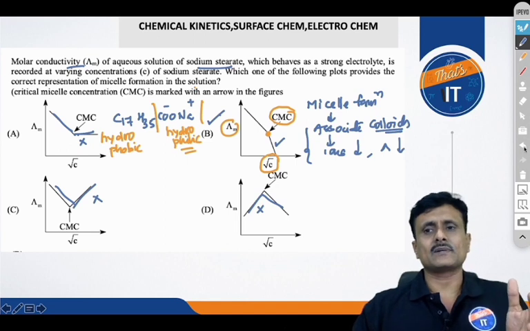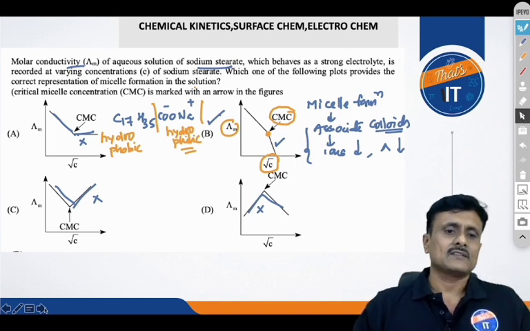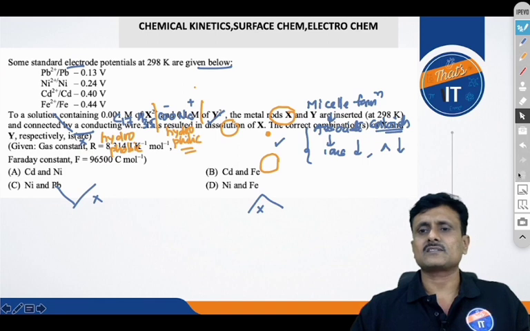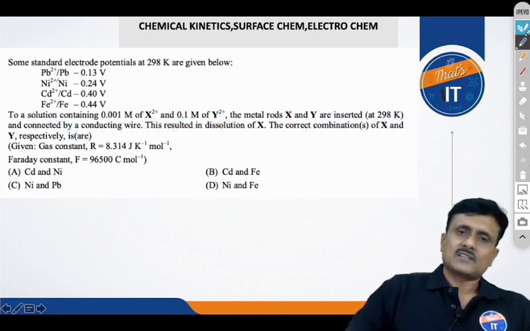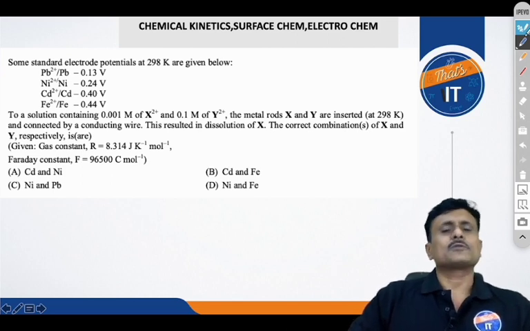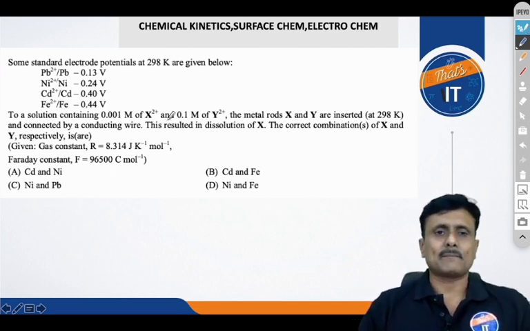It keeps on decreasing, but it decreases rapidly after the CMC. It's a beautiful question asked combining electrochemistry as well as surface chemistry. Easy one, isn't it?